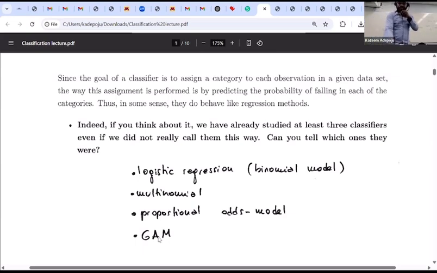Does that make sense? We've had different kinds of models, and that's why I said, if you think about it, we have already studied at least 3 classifiers, even if we did not really call them classifiers. They are classifiers if and only if the response variable has categories. Does that make sense? So if the response variable has categories, they could have a linear combination, they could have a non-linear combination.